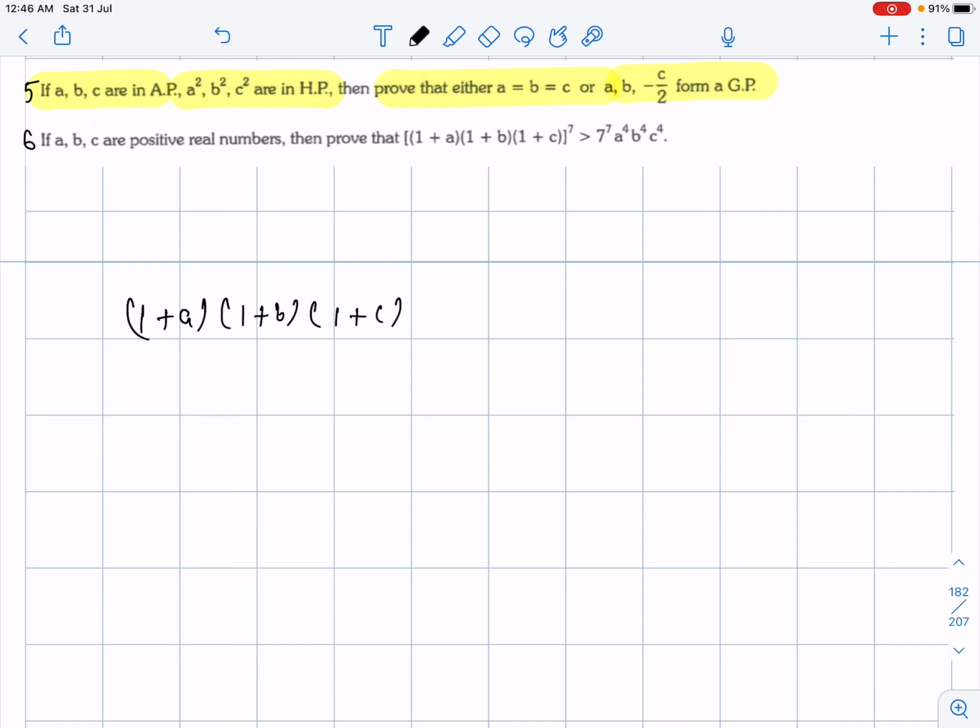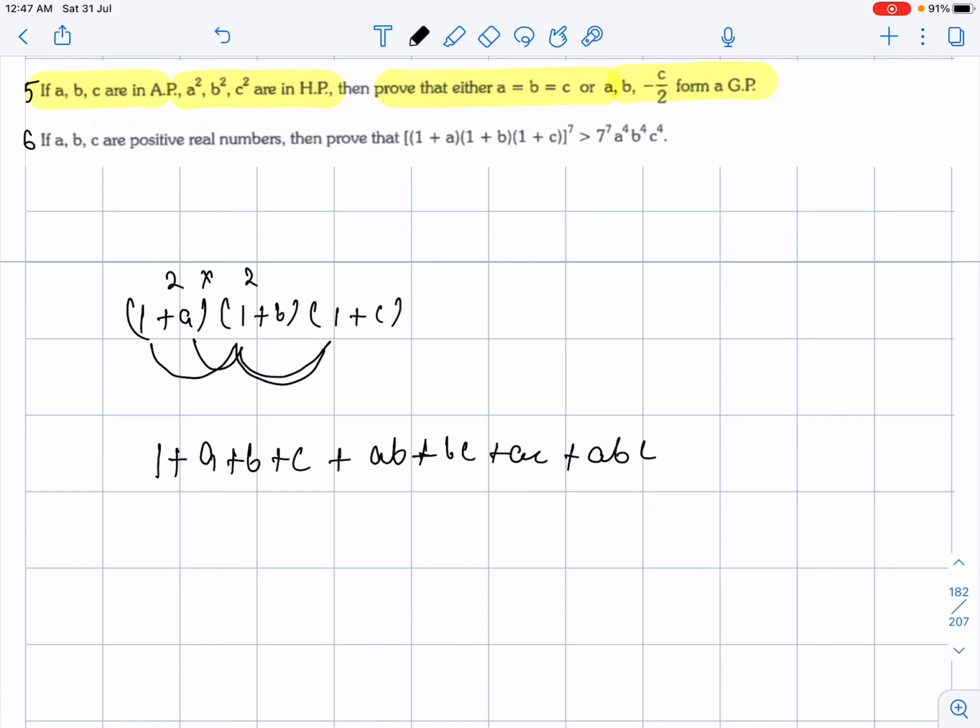So when I multiply it, things taken 0 at a time will generate 1. Things taken 1 at a time will generate a, b, c. Things taken 2 at a time, ab plus bc plus ac. And things taken 3 at a time, that is abc. So 2 times 2 times 2 will generate 8 things: 1, 2, 3, 4, 5, 6, 7, 8. All 8 things have been written by me over here.